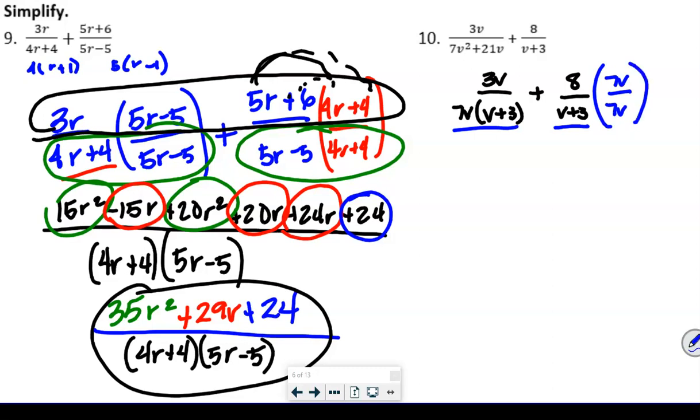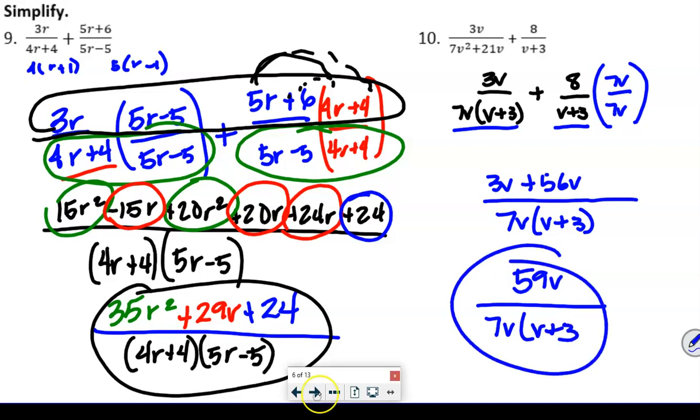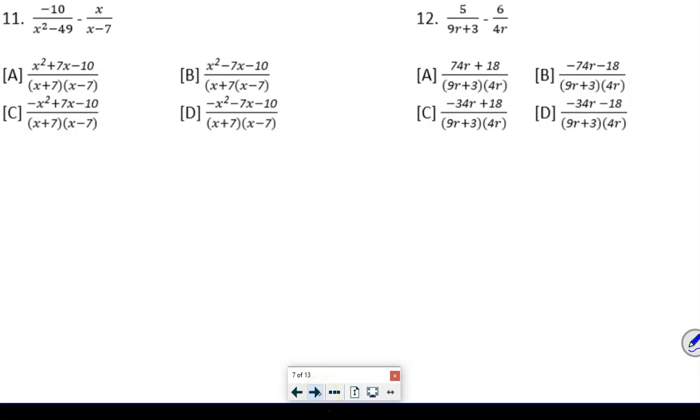So when we do that, now that we have our common denominator, we can go ahead and put that 7v times v plus 3. And then on top, we're going to get our 3v, and we're going to multiply the 8 times the 7v. So that's going to be 56v. So when we do that, we get 59v over, again, 7v times v plus 3. There we go. All right, number 11.